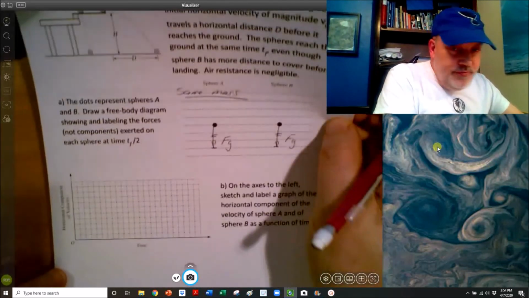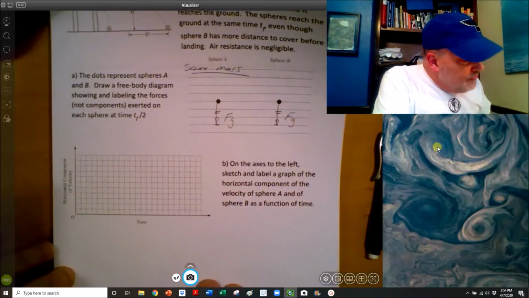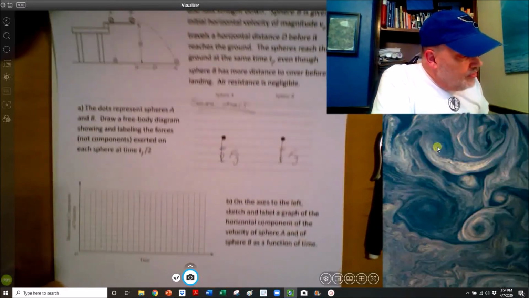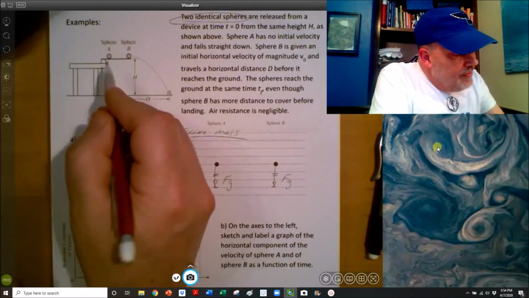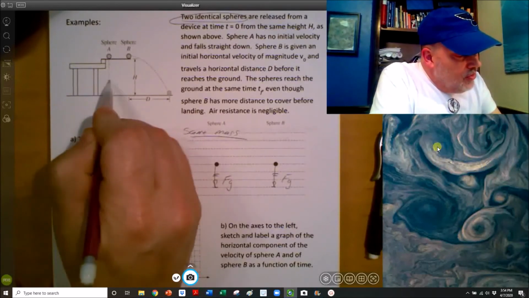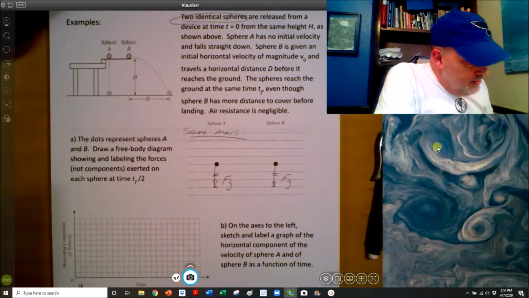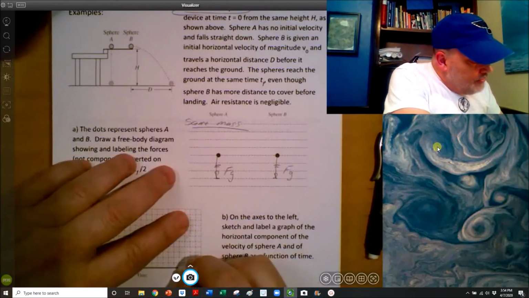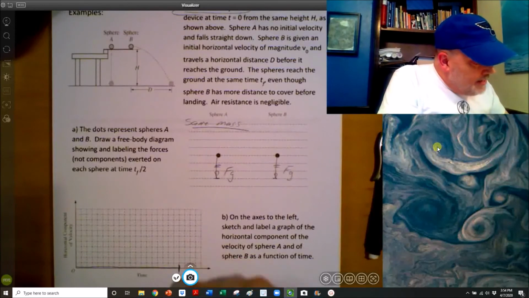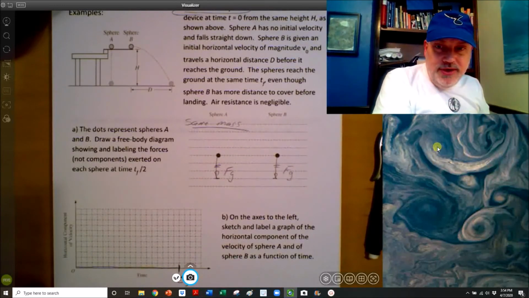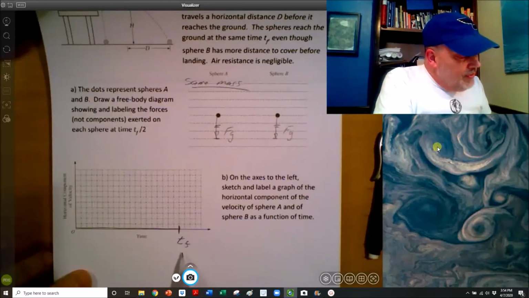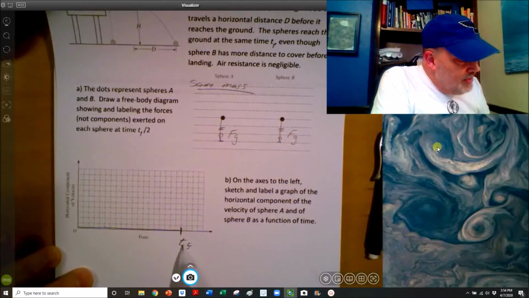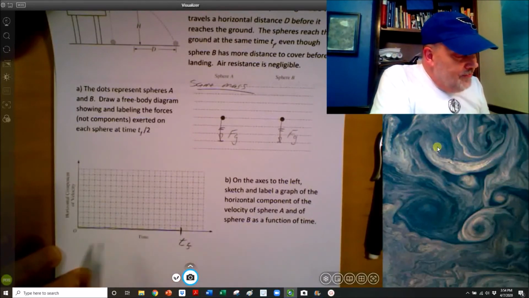Part B, on the axis to the left, sketch and label the graph of the horizontal component of the velocity. Well, wait a minute. Look up here. A has no horizontal velocity at all, no x velocity. So its graph should look like this. It should be 0 down here. And I'm going to do this for emphasis. I'm going to make an ending spot, TF. Remember to label the times. It gives you a time TF, mark the time TF, that's when it hits the ground, that's when it ends.